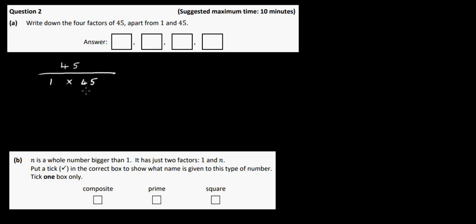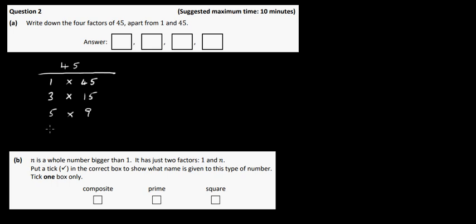Now we can't use these ones, but let's go to 2 then. 2 will not divide into 45, so we can't use 2. 3 will divide into 45, and you'll find that 3 times 15 will give you 45. So we have another two factors. Let's move to 4. 4 won't divide into 45, so let's move to 5. 5 will divide into 45 9 times. 6 won't divide into 45.